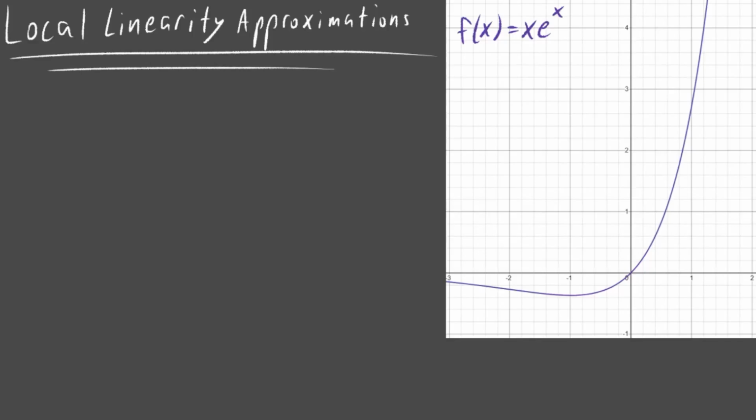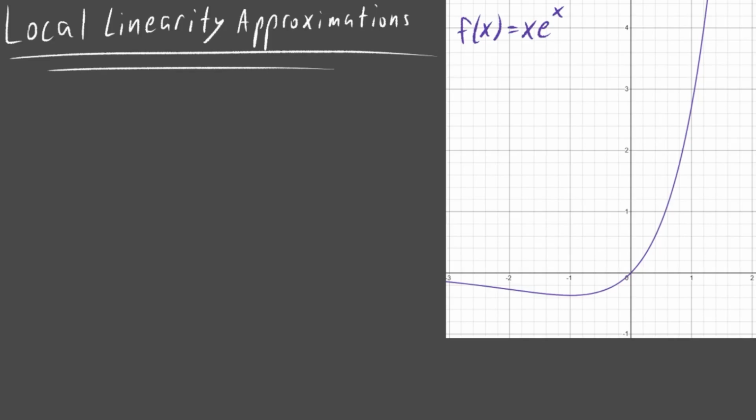Okay, hello everybody. In this video, I'm going to be talking about local linearity and how it can be used to approximate weird functions when we don't necessarily have a calculator. Like for example, a natural log or something. We might not know the exact value of the natural log of 2.1, or e to the power of 0.001 or something like that. But we can actually use this tool to help us out a little bit.